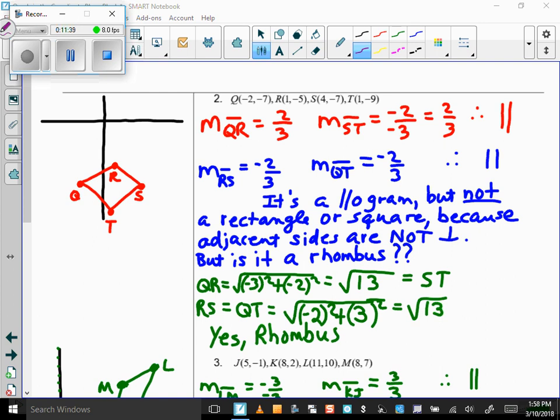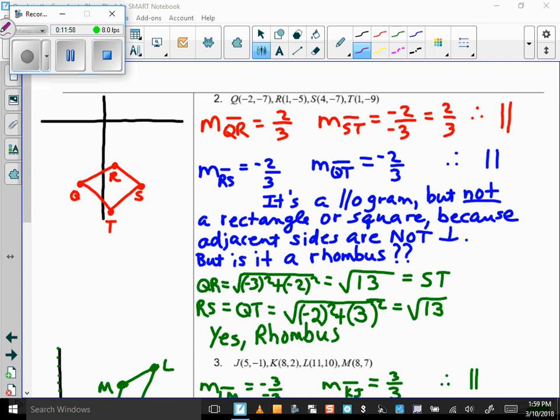But then I want to see if it's a rectangle or square. Oh, I already know that. How do I already know that? Because the slopes of the adjacent sides are not negative reciprocals, so I know they're not perpendicular, they don't form right angles, so it can't be a rectangle and therefore can't be a square.